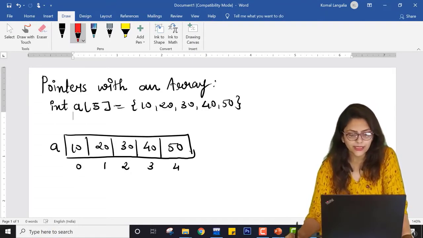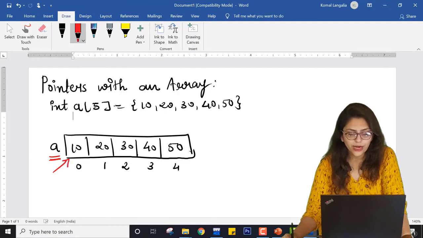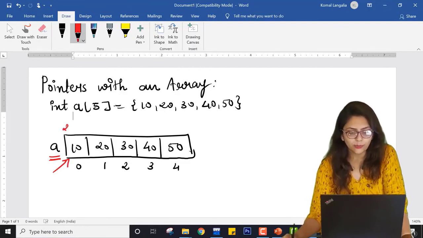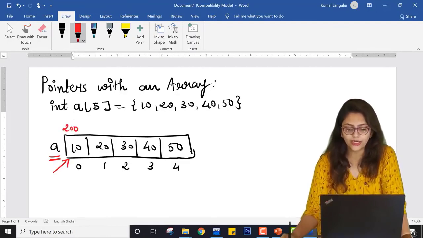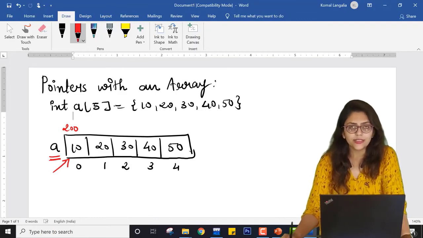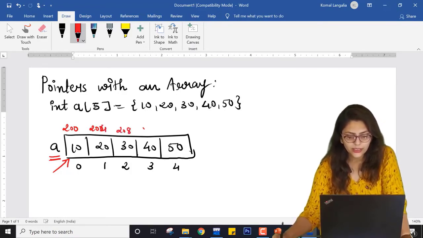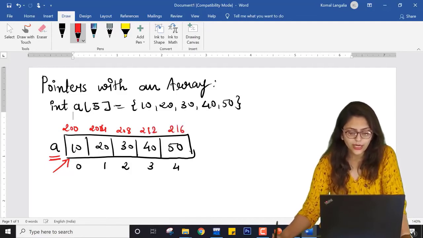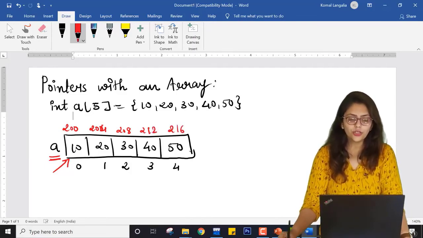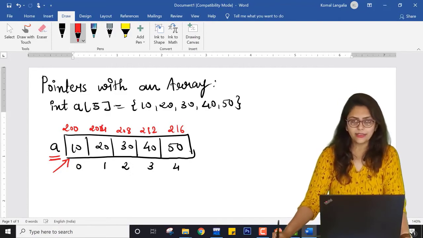Now what is the base address? Base address, that is the address of A, is the address where the first element is stored. Suppose this is stored at 200. Now in my system an integer is occupying 4 bytes, suppose. So this will be at 204, this will be at 208, this will be at 212 and this will be at 216. Right? So here 1, 2, 3, 4, 5 elements are there.